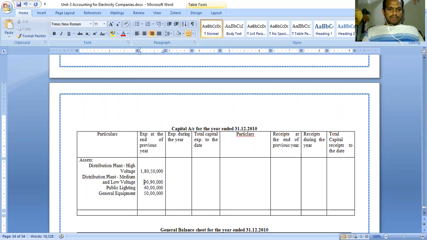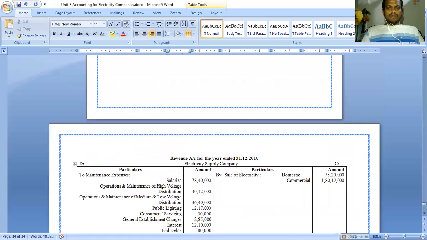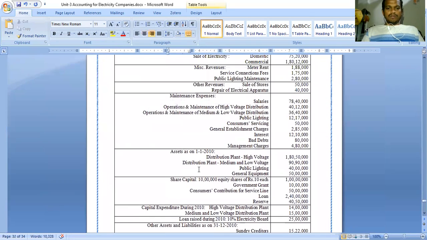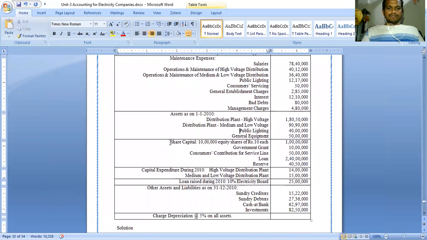High voltage, medium voltage. Okay, now it is okay. So additions during the year. Okay, next item. We'll go one by one, no hurry. So share capital, government grant, consumer contribution for service line, loan, reserve.